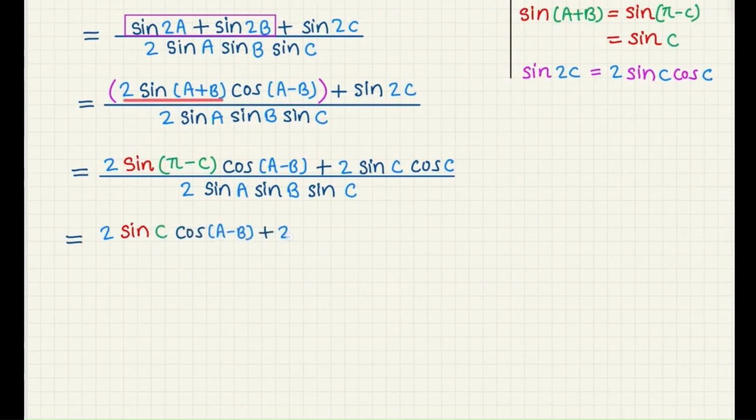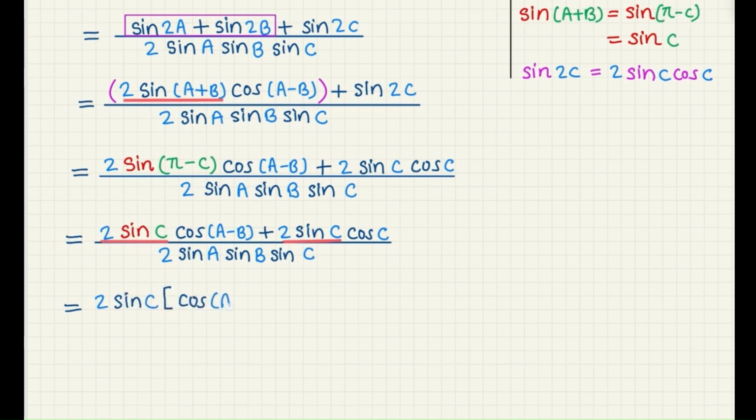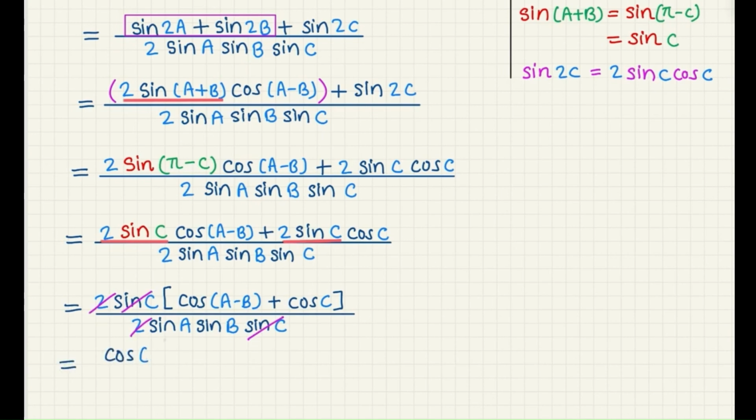Look, now both terms up in the numerator have a common factor, and that is sin C, and we're going to factor it out of the numerator. It will cancel the sin C factor in the denominator, and the 2 cancels out as well. See how step by step we're simplifying the expression. And now what are we left with? We're left with cosine of A minus B plus cosine of C divided by sin A sin B.